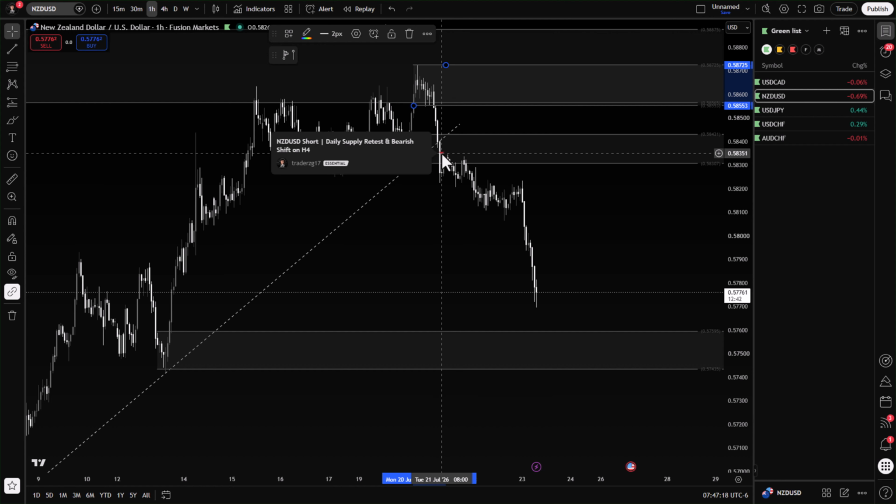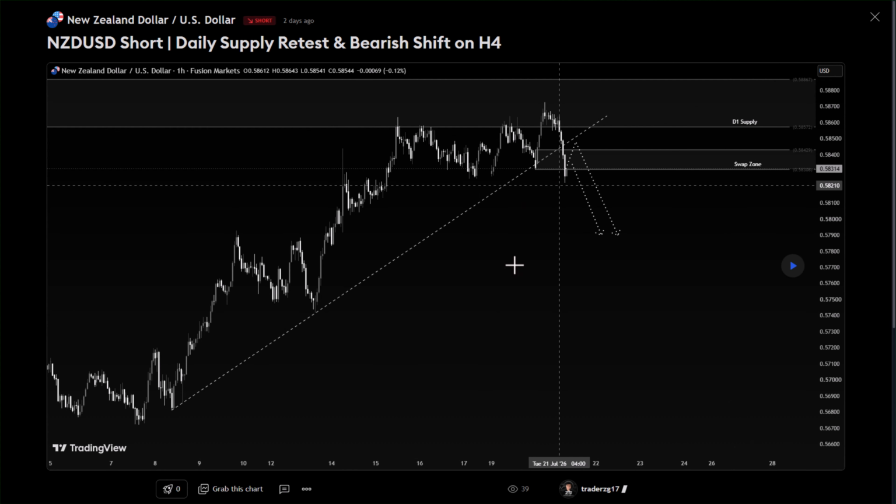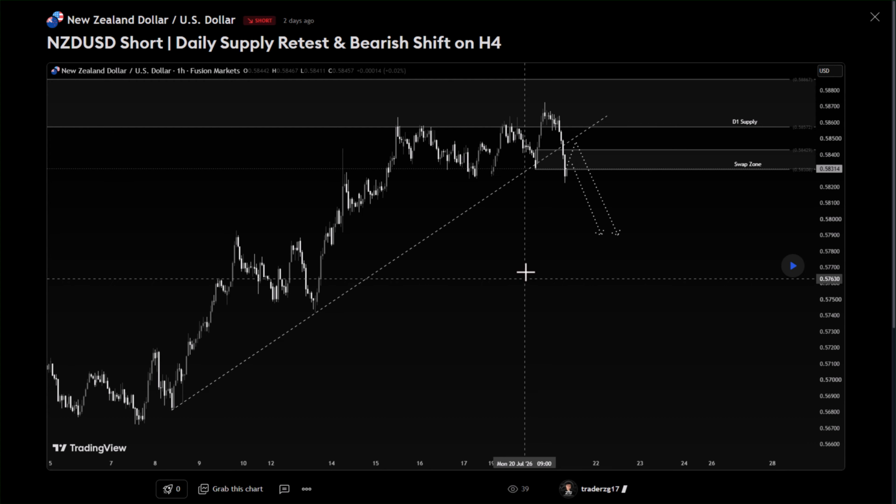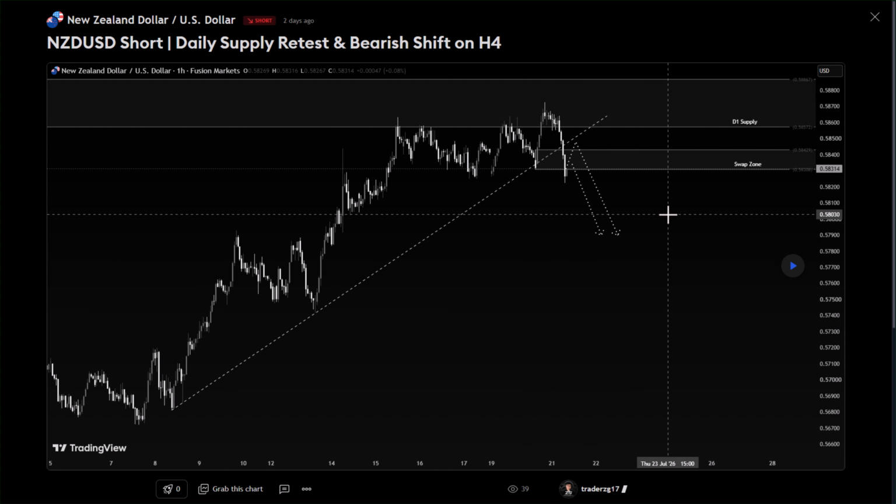On my TradingView idea, I anticipated two types of movements. The first one, price drops from the swap zone. A swap zone is an area of demand that is taken out and now becomes a supply level. Basically it switches from buyers to sellers or sellers to buyers. And the other one was a small retracement to that area of supply and then drop. Both in the same direction.